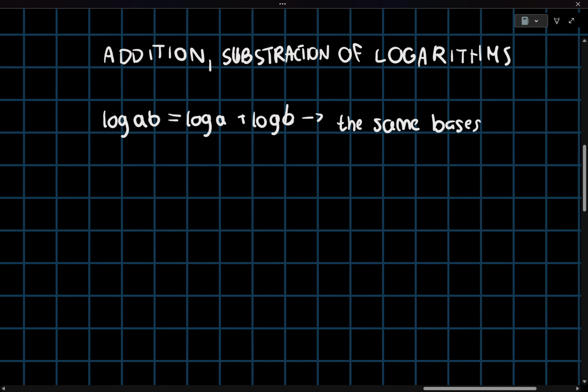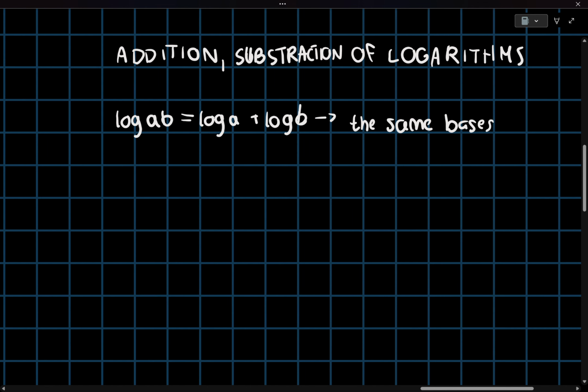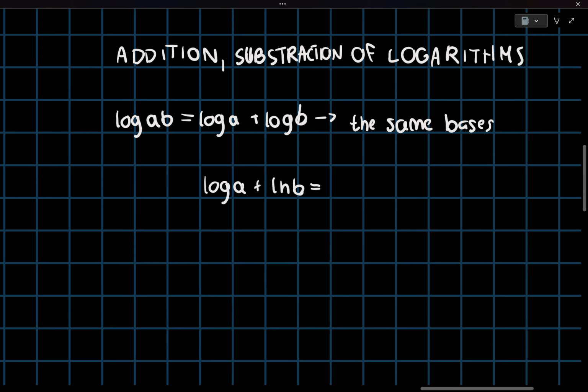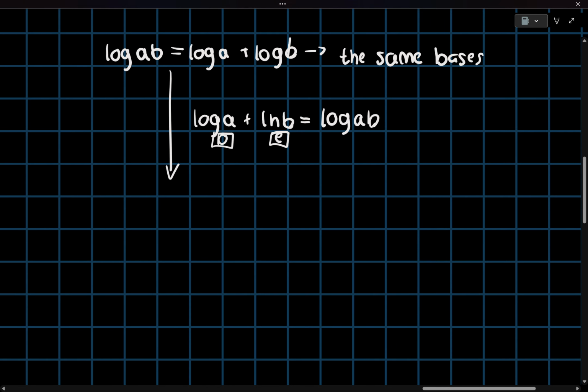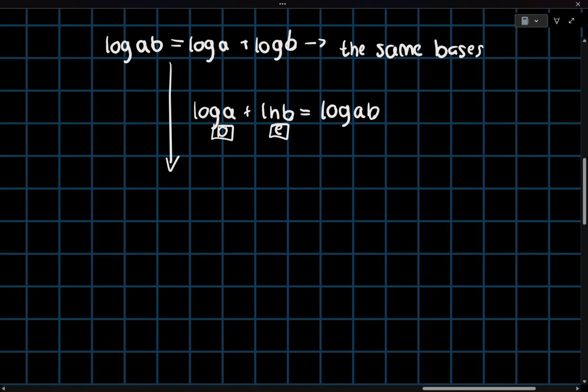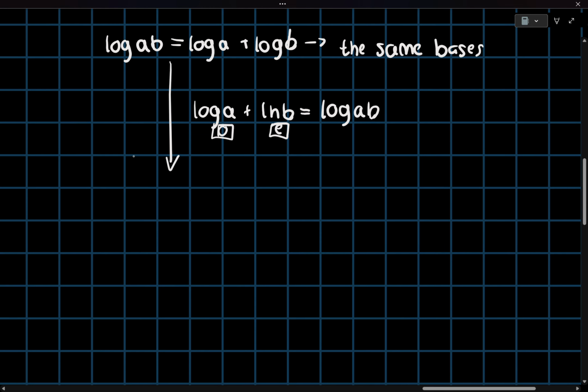So, for example, you cannot do it like that: logarithm a plus ln of b equals logarithm of ab, because here you have e as the base and here you have 10. So that makes no sense. Okay, so from this we will start from the right hand side and move on to this.